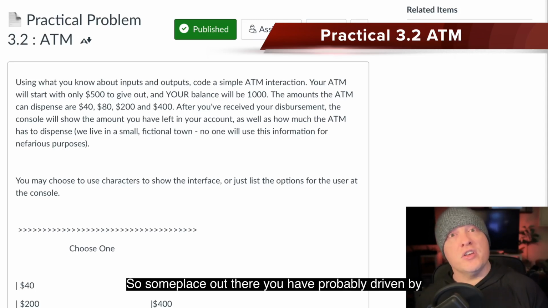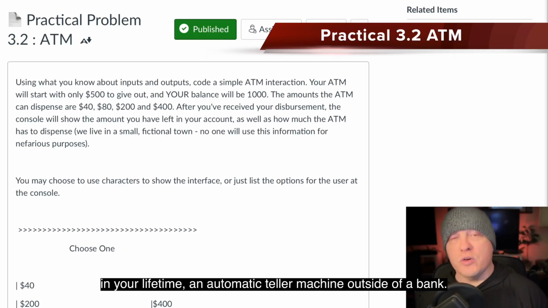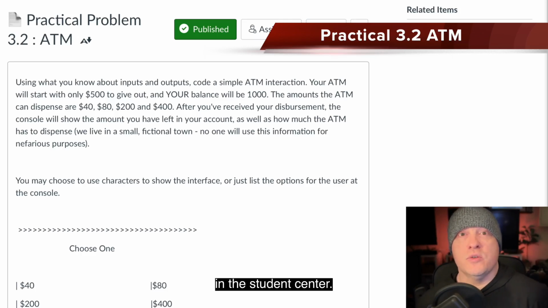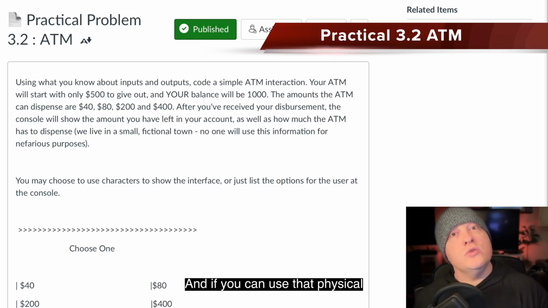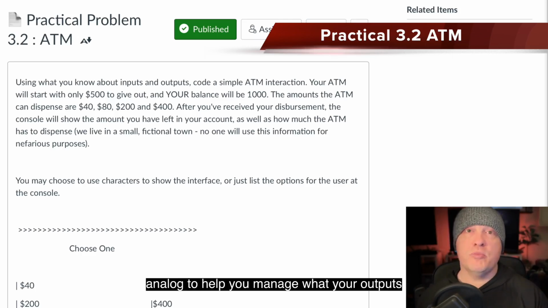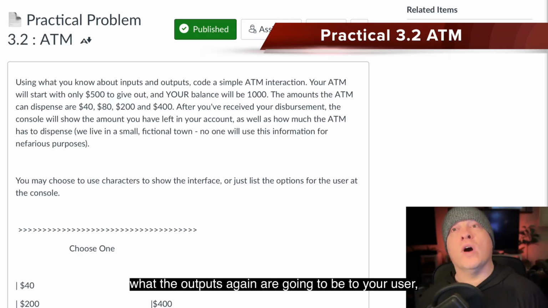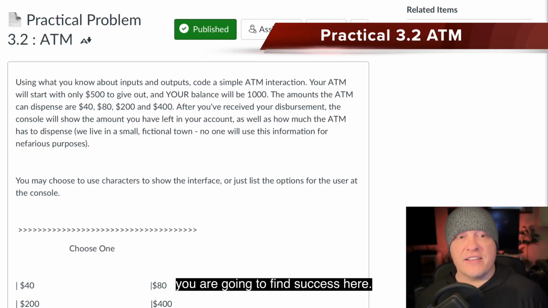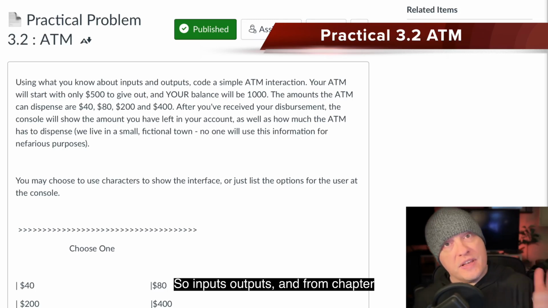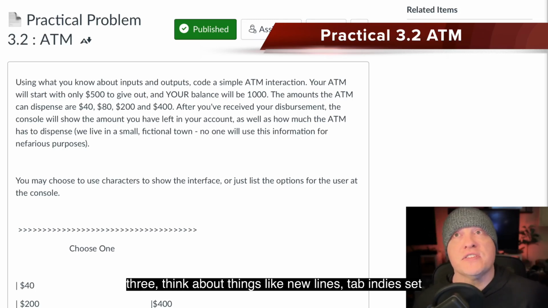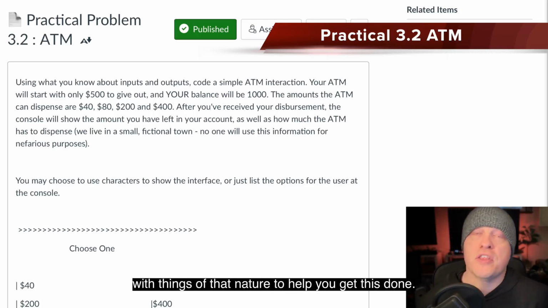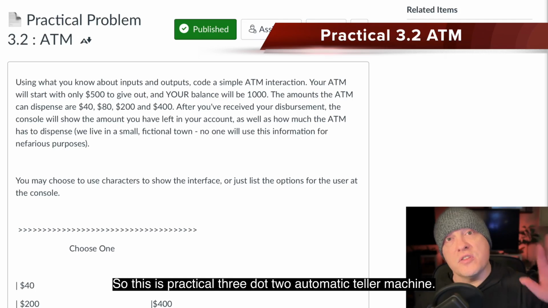Someplace out there, you have probably driven by in your lifetime an automatic teller machine outside of a bank. I know that there is one in the student center. And if you can use that physical analog to help you manage what your outputs are going to be, how the user makes an input, and what the outputs again are going to be to your user, you are going to find success here. So, inputs, outputs, and from chapter 3, think about things like new lines, tab indices, set width, things of that nature to help you get this done. So this is practical 3.2, automatic teller machine.